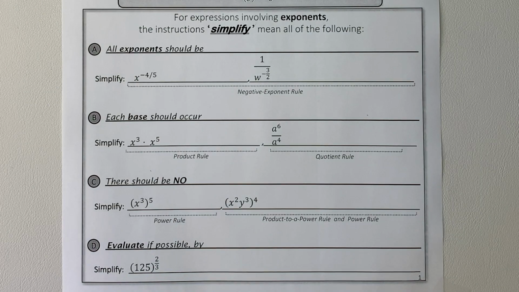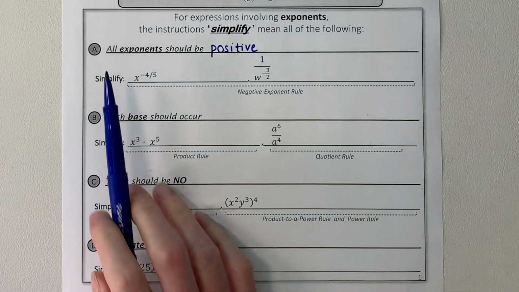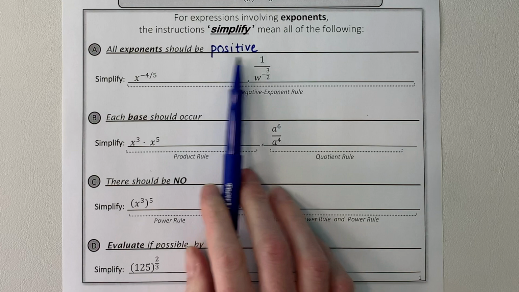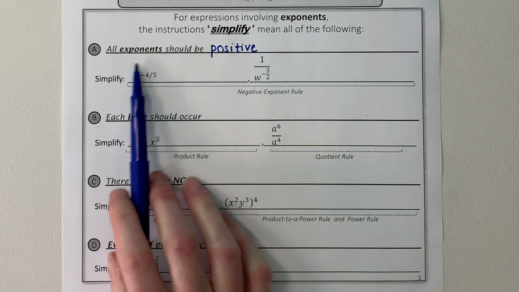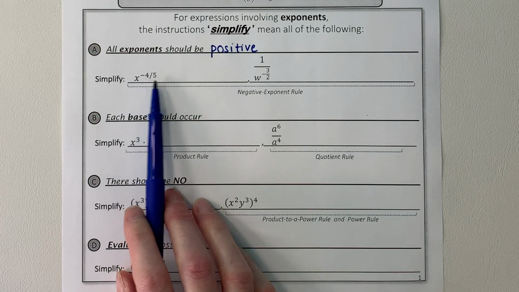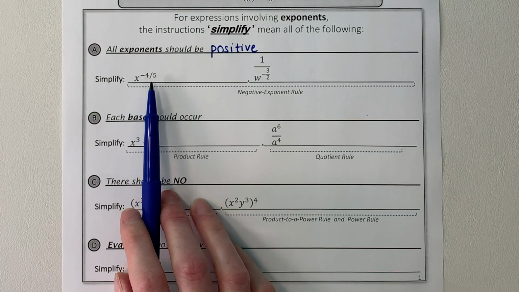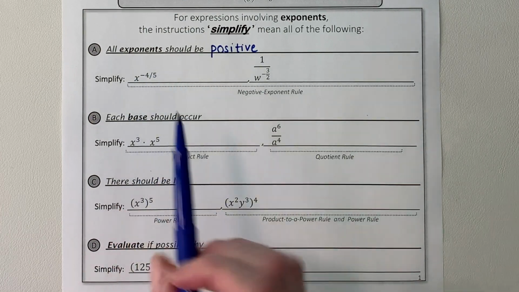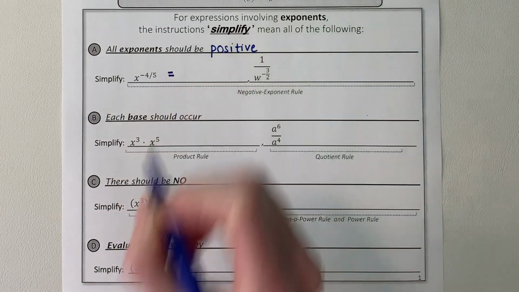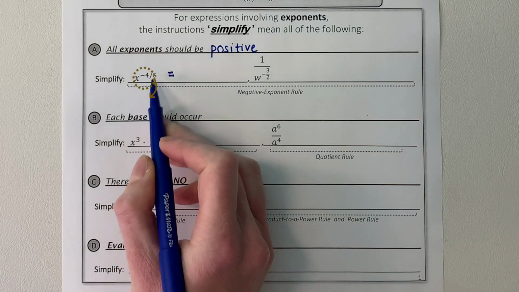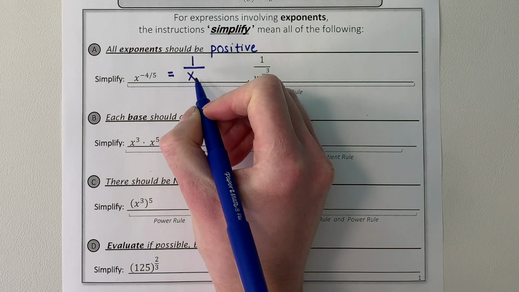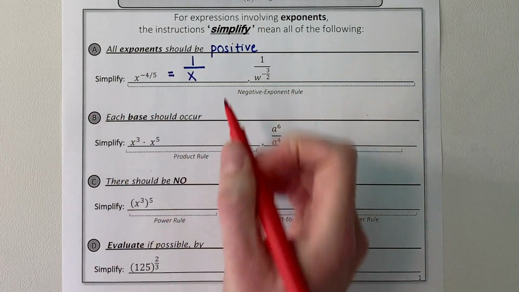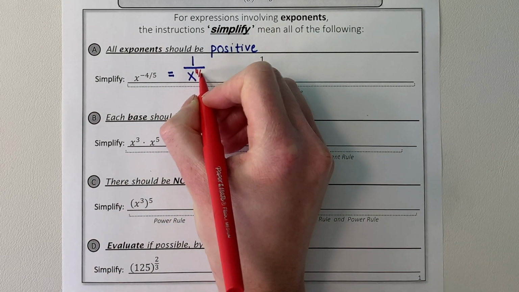If the instructions say simplify, that means that all exponents should be positive. So let's look at an example. If we want to simplify this expression here, we notice that there's a negative exponent. To simplify this, we need to rewrite it using positive exponents. Since this term is in the numerator, to rewrite it using positive exponents, we pick this up and move it to the denominator, and that will give us 1 over x. And when we move this to the denominator, this exponent becomes a positive 4/5.